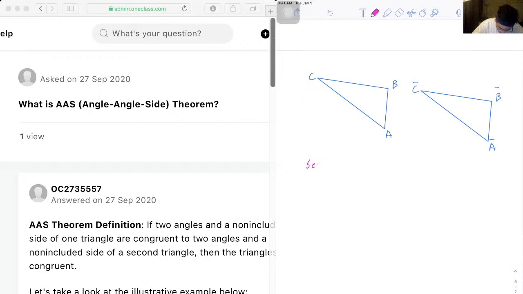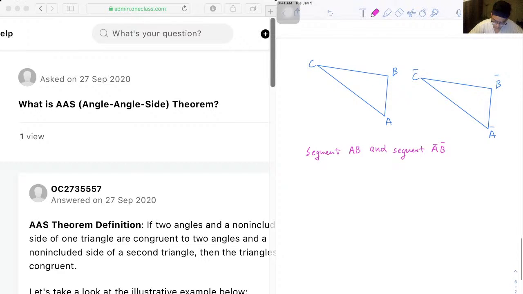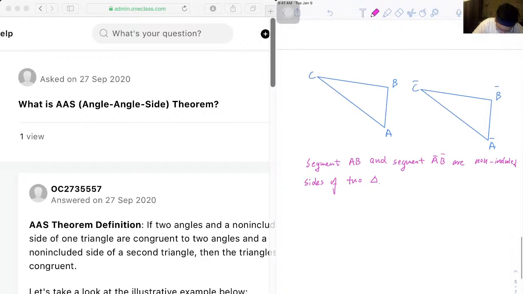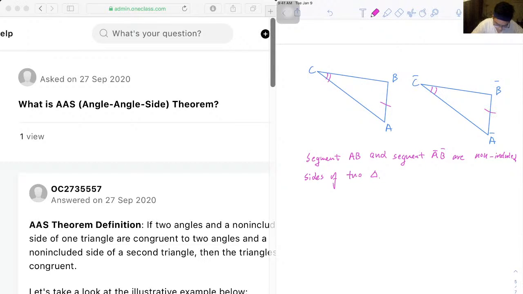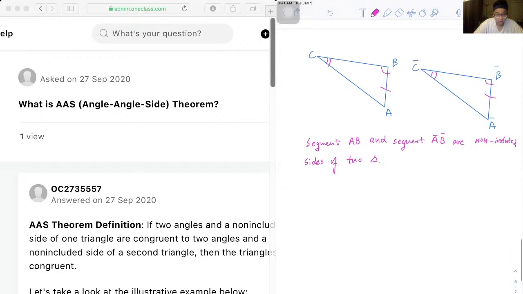So segment AB and segment A bar B bar are non-included sides of two triangles. Okay. So let's label this.